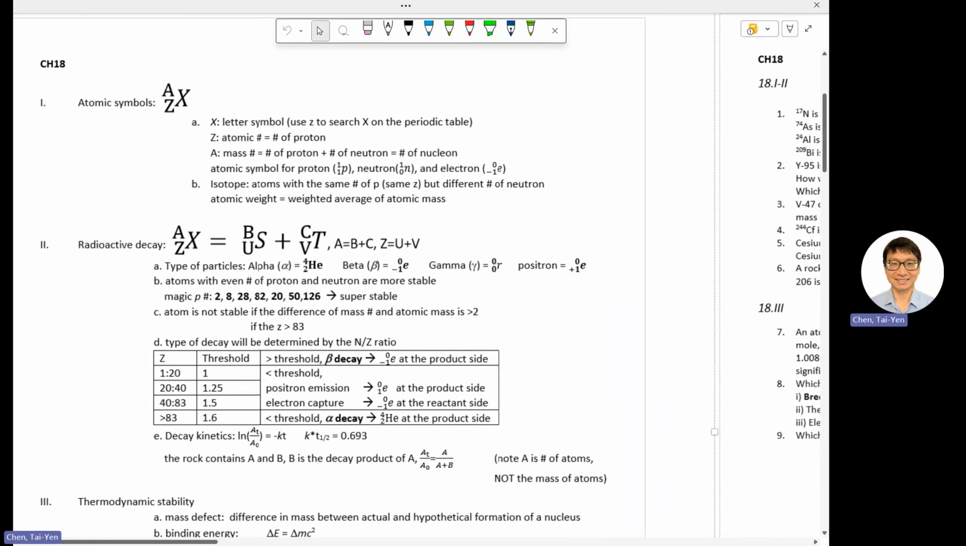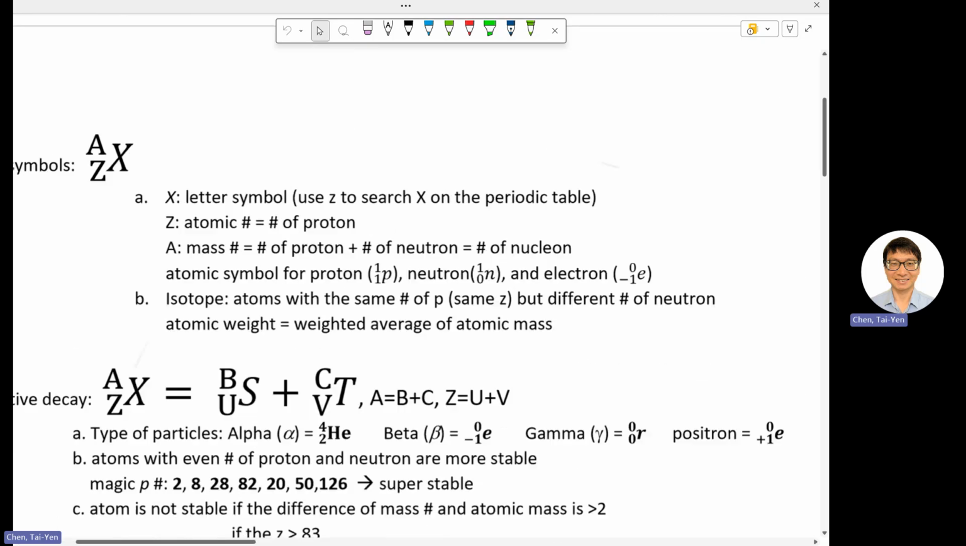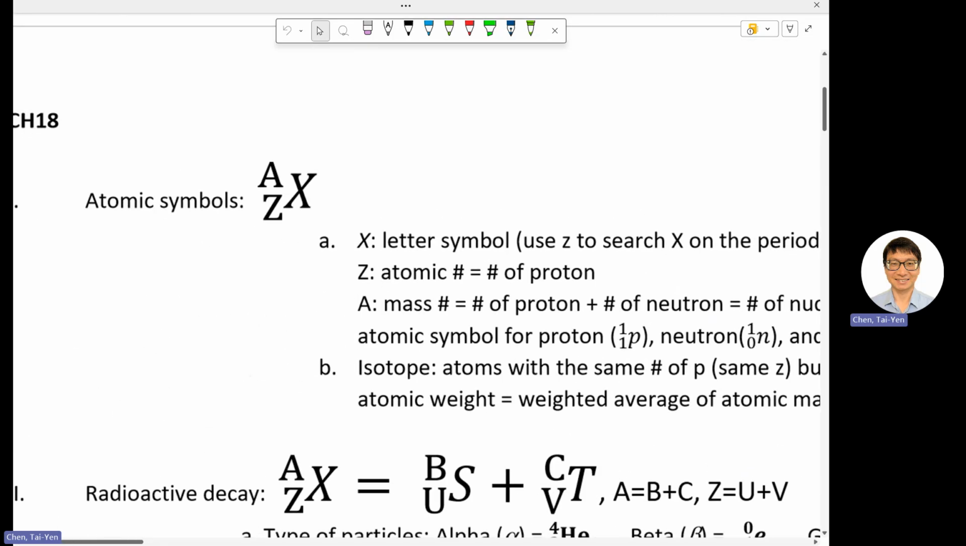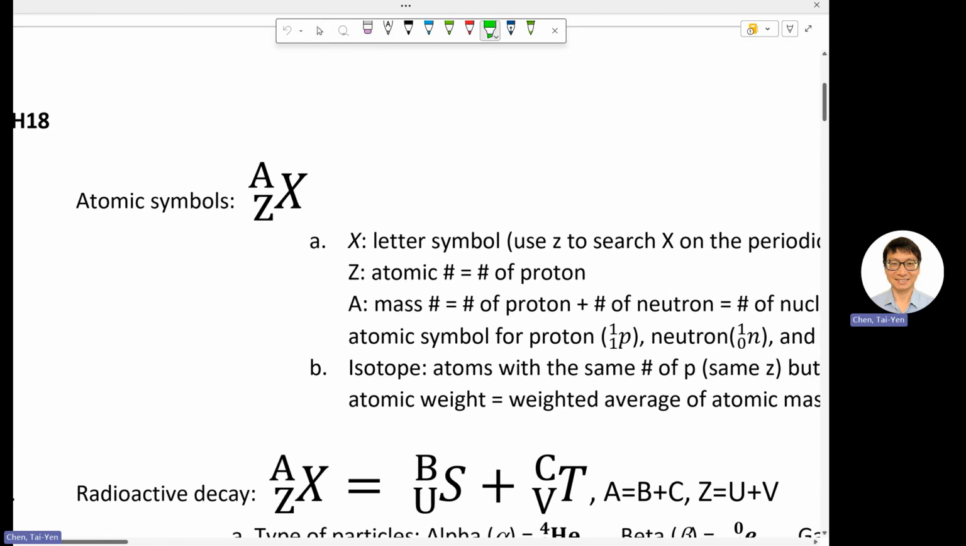Today, I guess we'll finish the first session. All right, so how do you describe an atom based on all these models? Typically the first thing to learn is the atomic symbol, where you see a big X in the center. On the top left corner you have a symbol A, at the bottom you have the symbol Z. The X is the letter symbol.